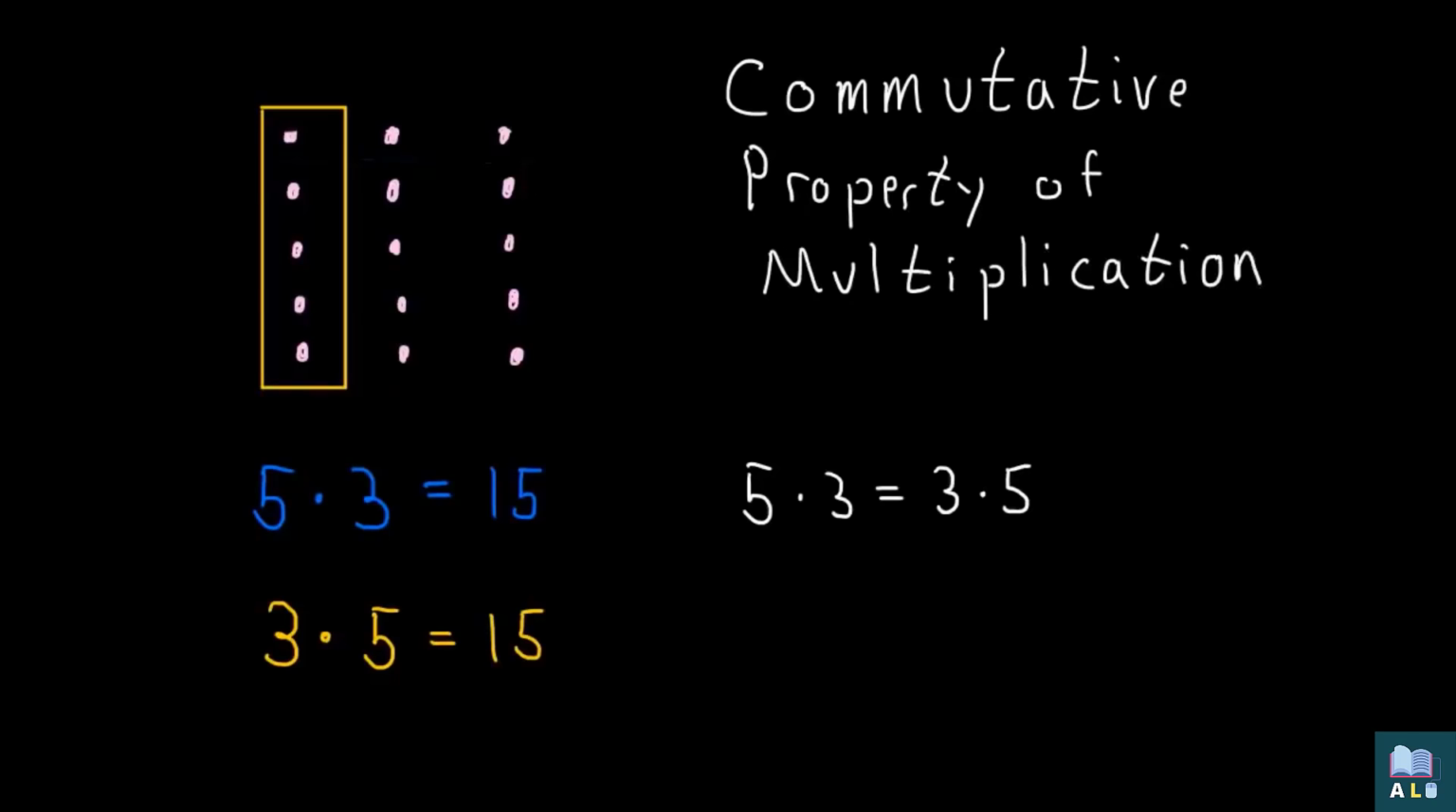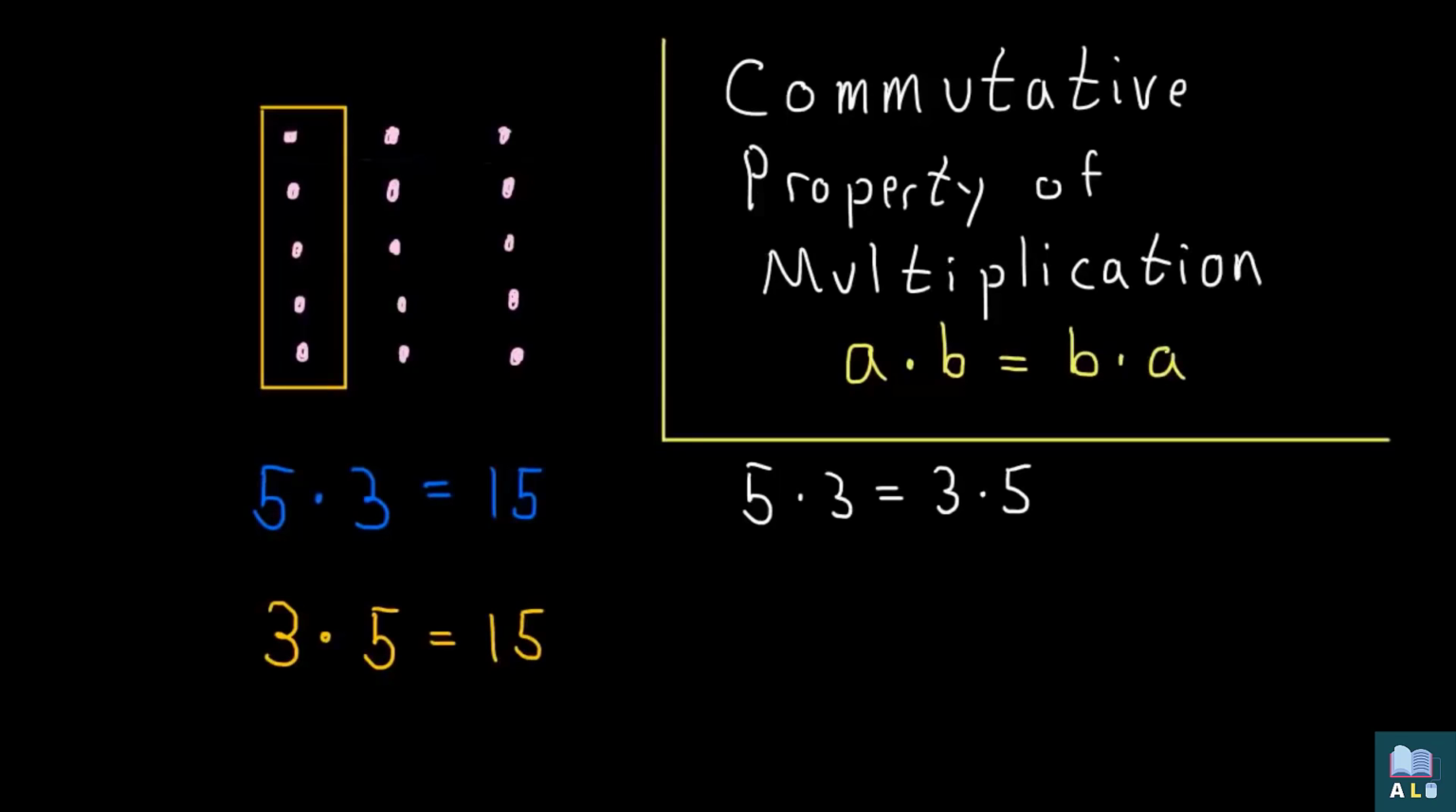And we write a times b is equal to b times a. So given any two numbers, you can multiply them in either order you like. These two properties seem simple, the commutative property of addition and the commutative property of multiplication, and they are simple, but they're really important, so they'll be good to know. Okay, see you in the next video.